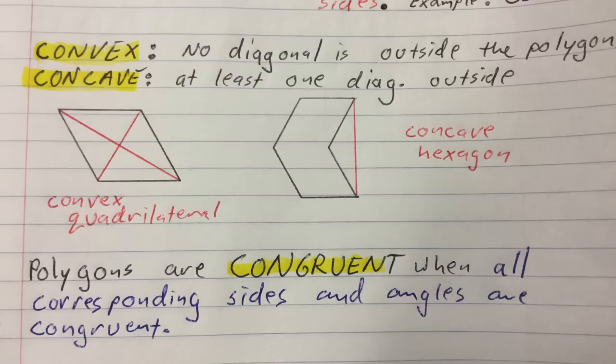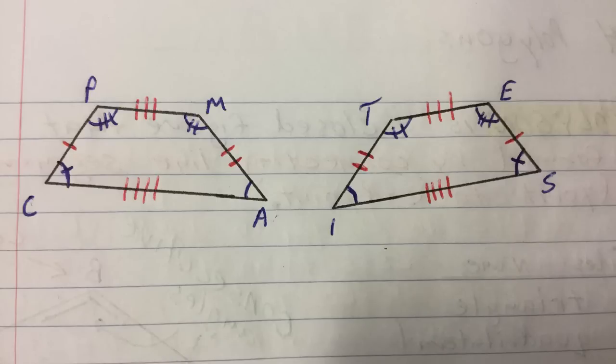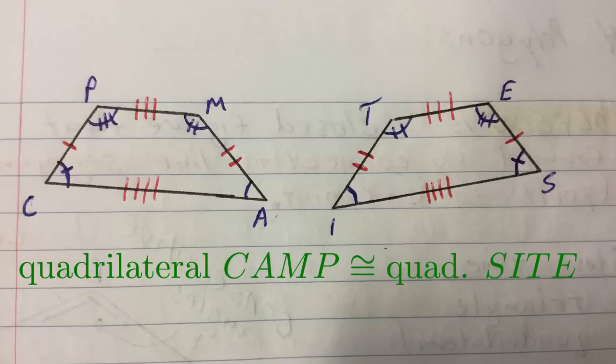Another definition: congruent polygons. We know that polygons are congruent when all the corresponding sides and corresponding angles are congruent. So here we have an example of all sides corresponding, congruent. Those tick marks indicate that. And then the angles as well. I've given the vertices some names, and note the congruence markings. Because all of the corresponding angles are congruent and all of the corresponding sides are congruent, we could say that camp is congruent to site. Sorry, bad joke.